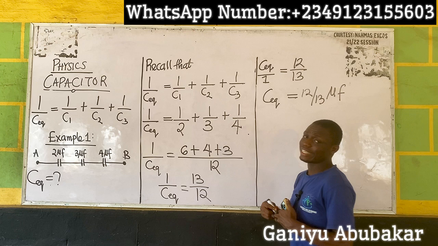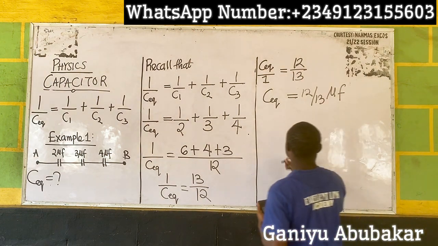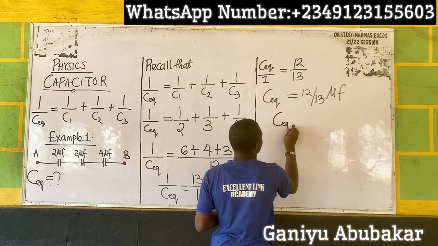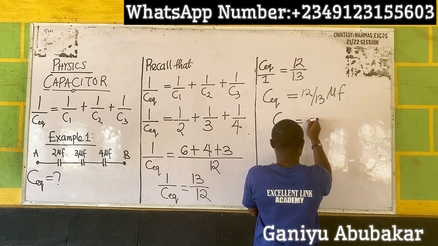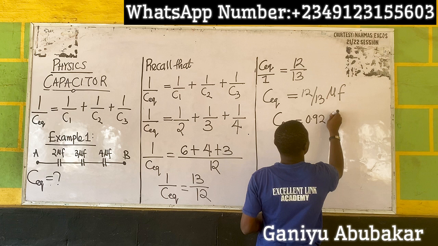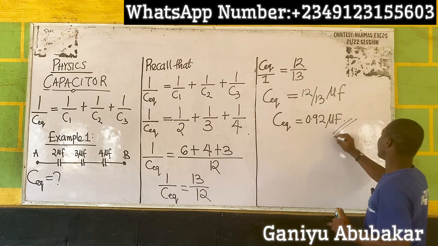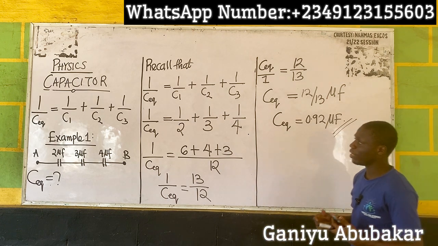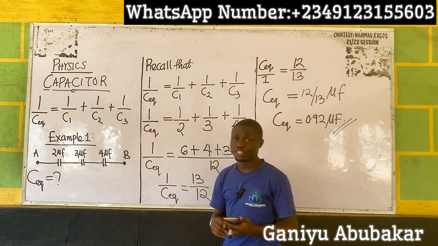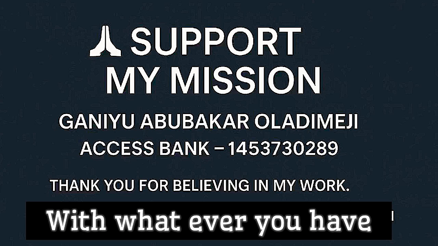Perhaps this, my answer, is in fraction form. If you want to, you can leave your answer in decimal form, and that will give you CEQ equal to 12 over 13, which gives you 0.92 microfarad. All right, here becomes your answer and how to solve problems under the series arrangement of capacitors.